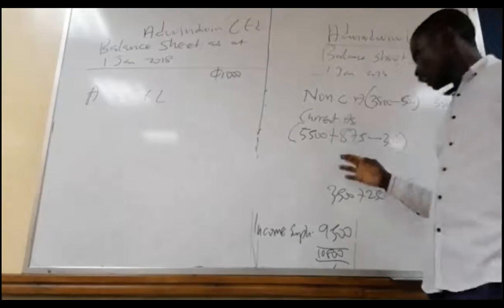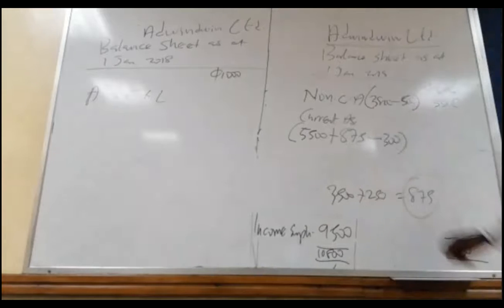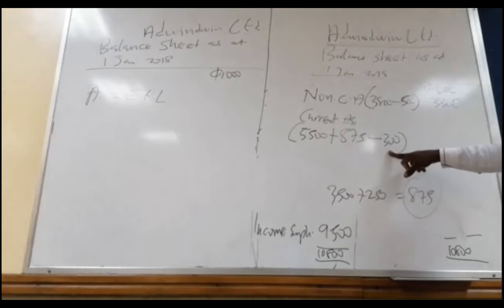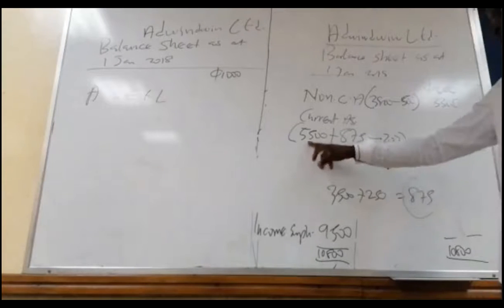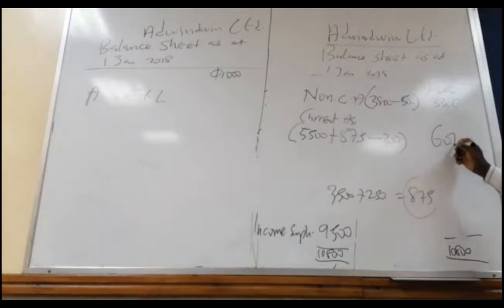Now, let's do it elementary. 5,500. 800 minus 300, 500. 500 plus 5,500, that's 6,000 plus 75. So 6,075. Yeah, done.